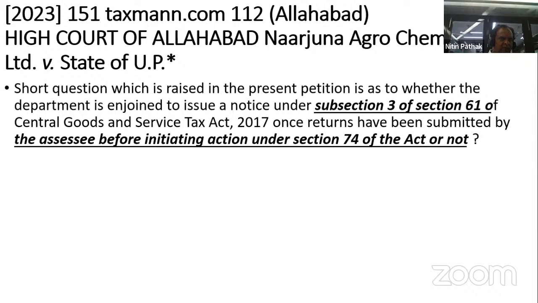151 taxmann.com 112, Gujarat High Court, Narjuna Agro Limited. The short question raised in the present petition is whether the department is entitled to issue a notice under section 61(3) of CGST once the return has been submitted by the taxpayer, before initiating action under section 74. Now, what is the question?